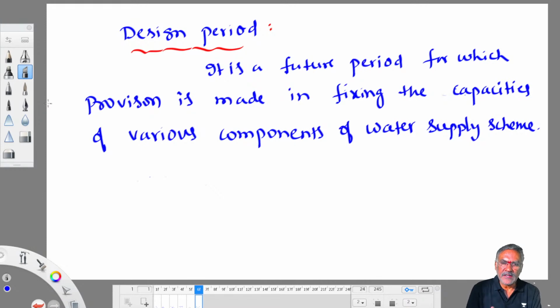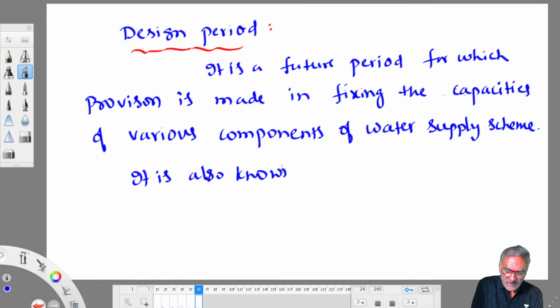After the design period, once it crosses the design period, we are ready to replace that old system by a new system. Right? We don't wait till the system fails. Before the system fails, we are ready with the new system so that the public service is not affected. Because we need to supply the public. We should not stop the supply. So therefore, it is very, very important. It is also known as utility period or useful life period.